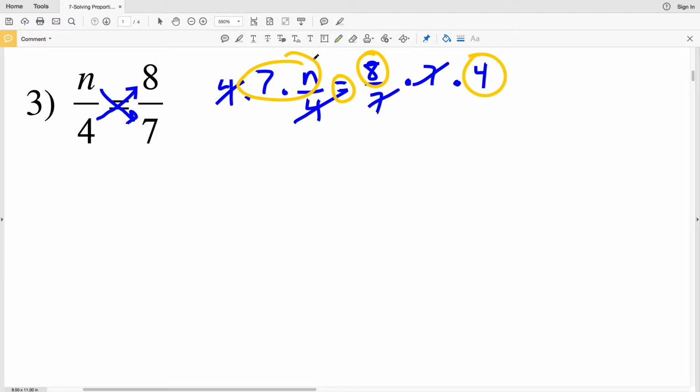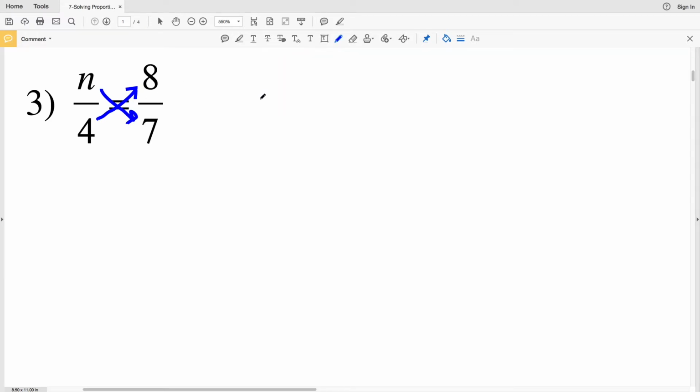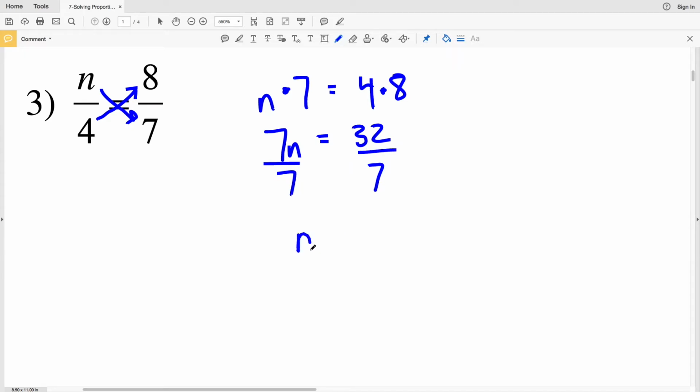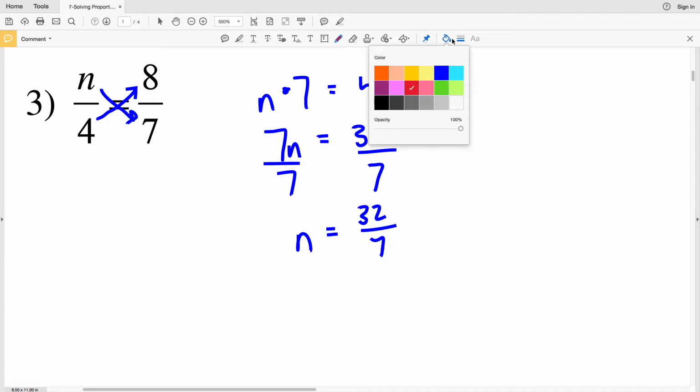Which is what I get when I cross multiply. N times 7 equals 4 times 8. So 7n is equal to 8 times 4, which is 32. Then I'll divide both sides by 7 to get that n is equal to 32/7, since that cannot be simplified anymore.